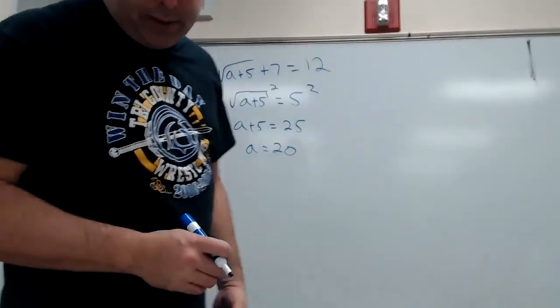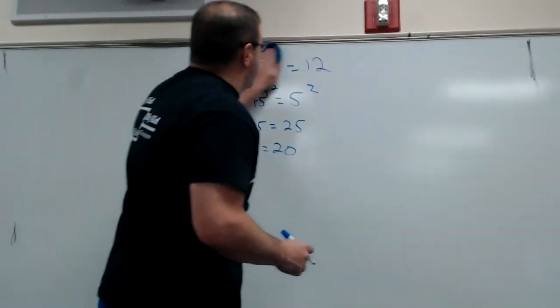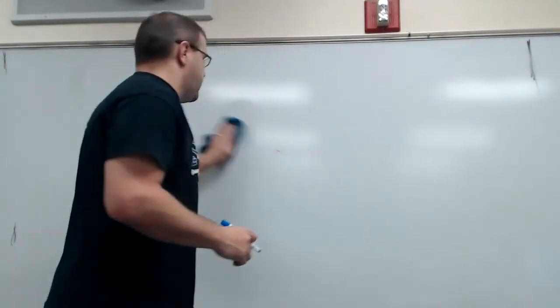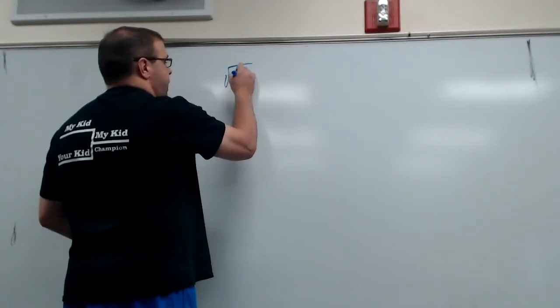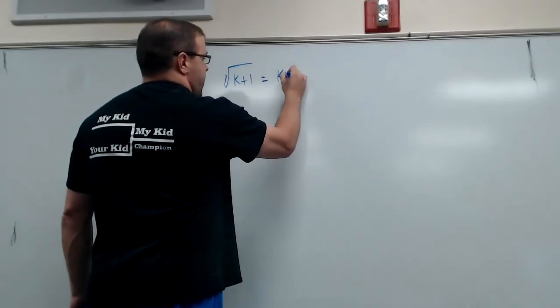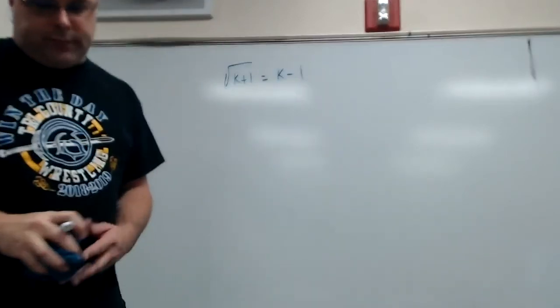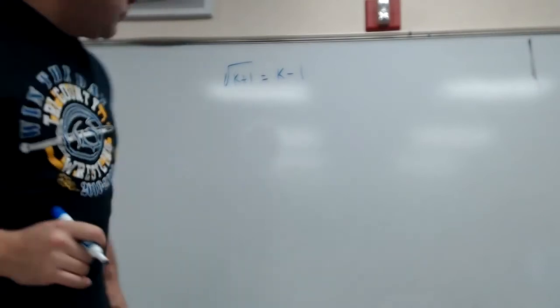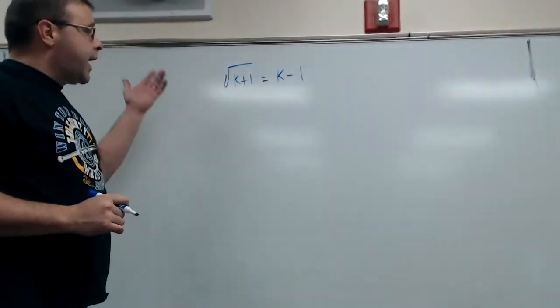Example number 3. What happens when there's variables on both sides? Well, we've solved equations like that. We have the square root of k plus 1 equals k minus 1. Okay. So this is what we have right here. We want to solve for k.